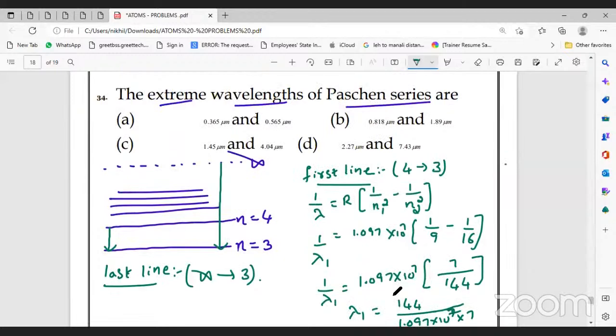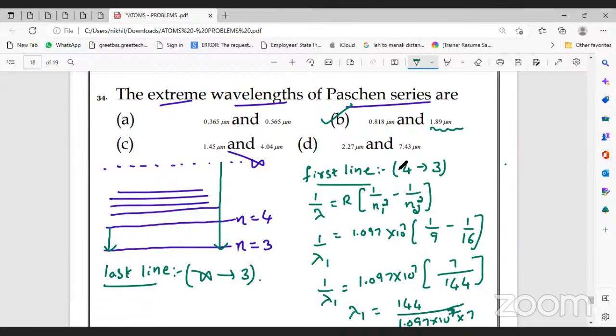Look at the options, students. 1.85 is there, which is close to 1.89. So definitely option B will be the answer, because in none of the other options do we have 1.8 something. So instead of calculating the second extreme line wavelength, we can tell the option which is the right answer. So option B is the correct answer.